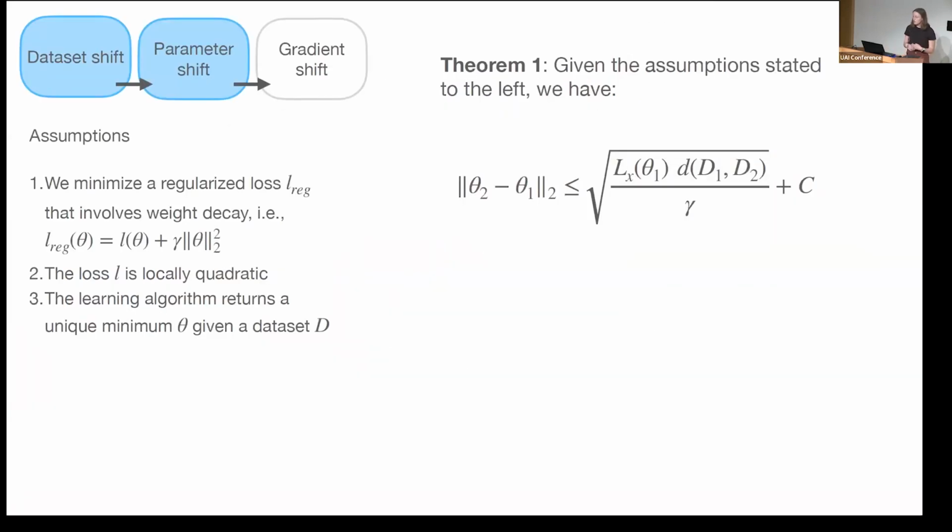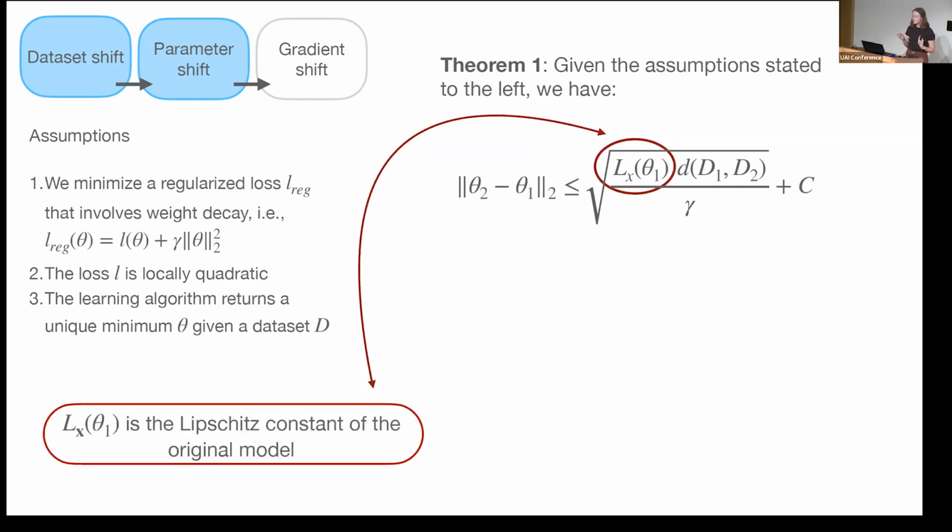So for this first step, we have a theorem. I'll state the theorem and then walk through what the different parts mean. The theorem says that we can bound the parameter shift between the two models by the quantity on the right: the square root of the Lipschitz constant of the first model times the distance between the two data sets, divided by gamma plus C. So to walk through this, this is the Lipschitz constant of the original model, defined in the usual way.